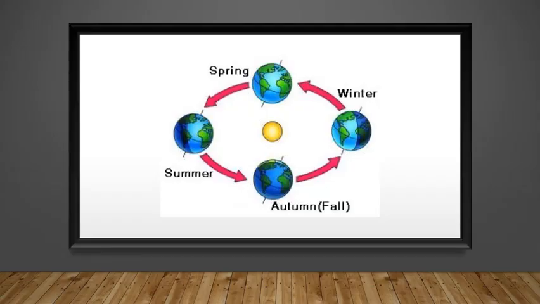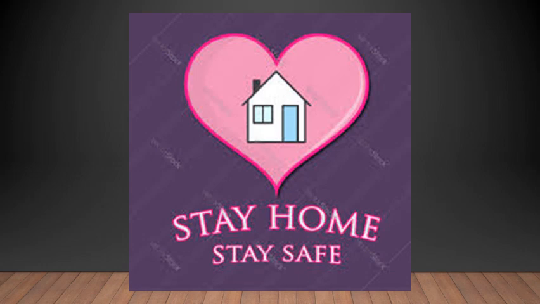Here you can see how the earth is tilted and how the sun rays fall on the earth. This revolution happens once in a year. So summer, autumn, winter, spring, like this it keeps on going and the seasons keep changing. The change in the season is because of the tilted angle of the earth and not because of the distance from the sun. So I hope you understood this lesson, children.